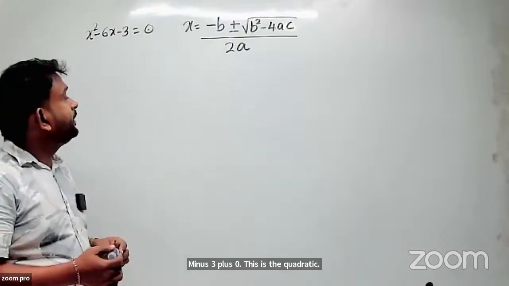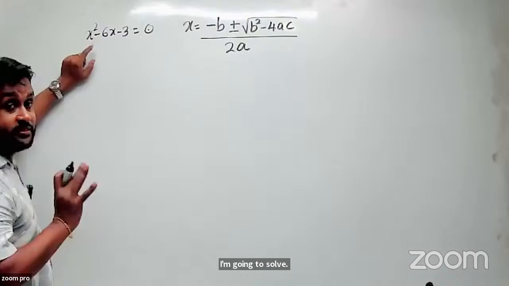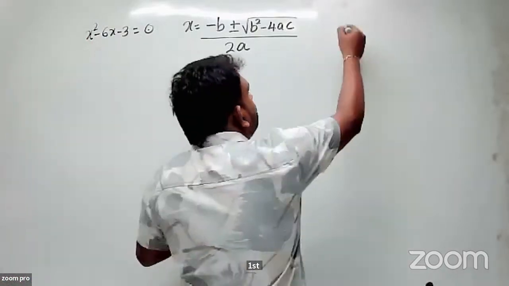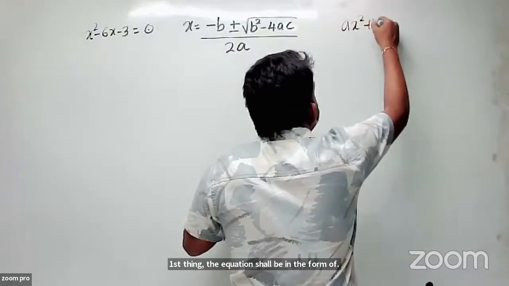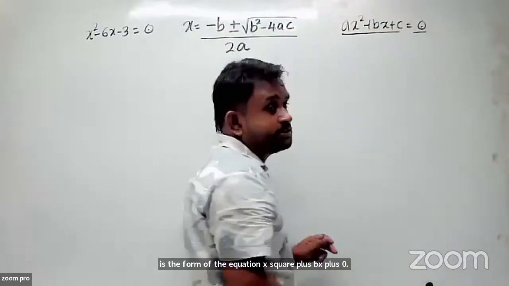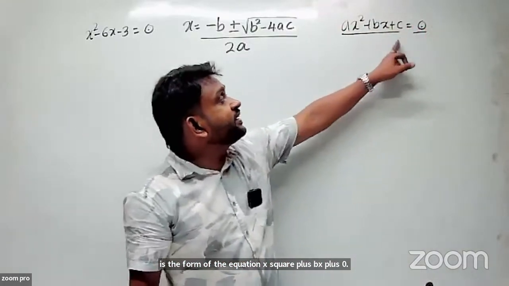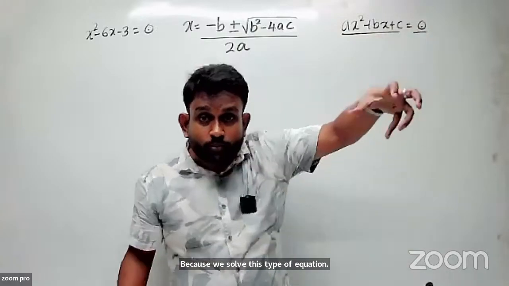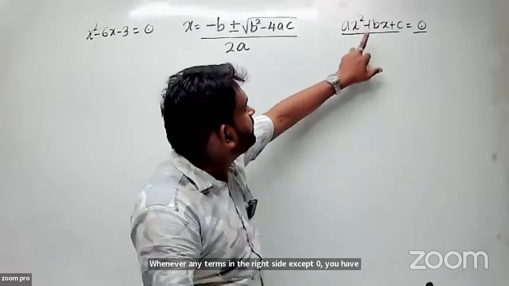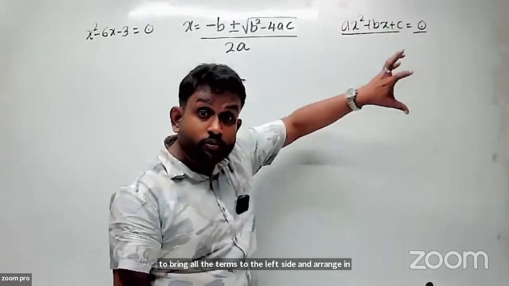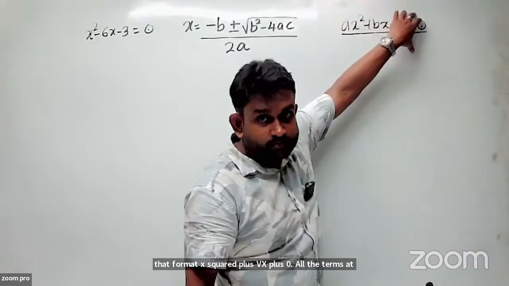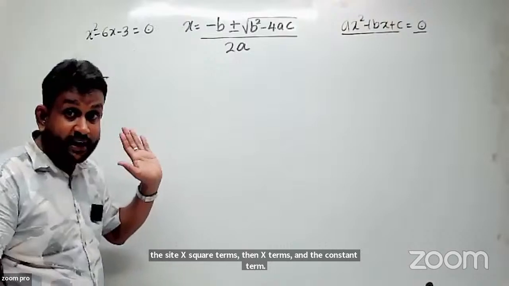First thing, what is the form of the equation? ax squared plus bx plus c equals 0, because we solve this type of equation. Whenever any terms are on the right side except 0, you have to bring all the terms to the left side and arrange in that format: ax squared plus bx plus c equals 0. The x squared term, then the x term and the constant term, with 0 on the right side.